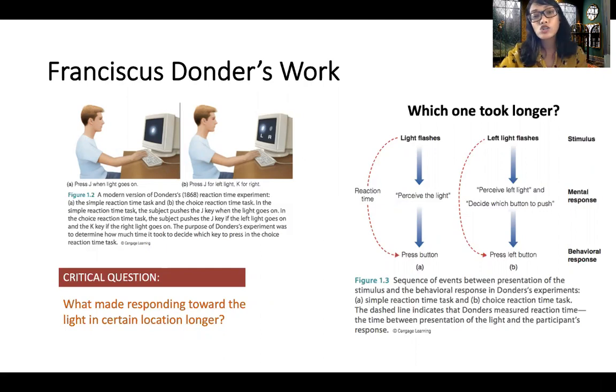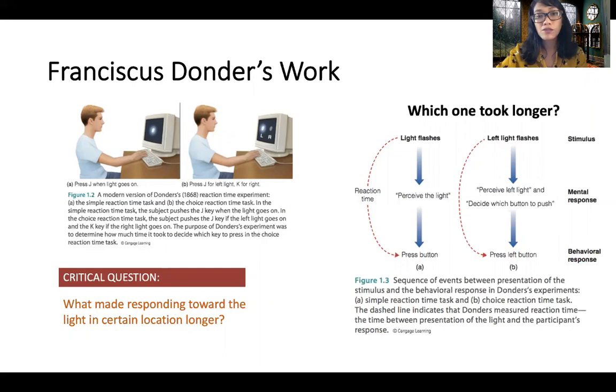Basically, there are two stages to his experiment. In the first part, he asked his participants to press a button upon presentation of a light, as you can see in the first figure here. This is called a simple reaction time task. You only need to press the button when you see a light appear.